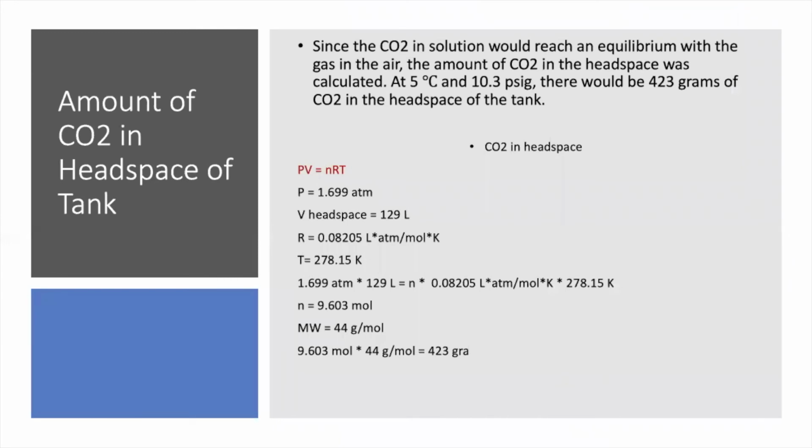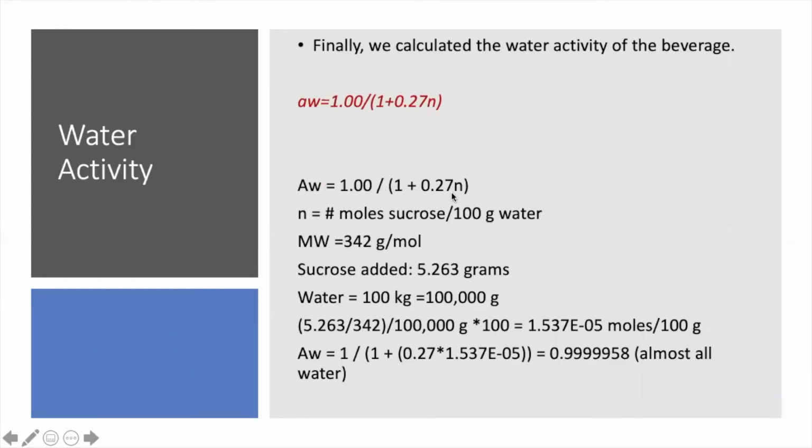Because the CO2 in solution would reach an equilibrium with the gas in the air, the amount of CO2 in the headspace was calculated. At 5 degrees Celsius and 10.3 psig, there would be 423 grams of CO2 in the headspace of the tank, as calculated below. Finally, we calculated the water activity of the beverage. A high water activity was to be expected, as our beverage is primarily water.